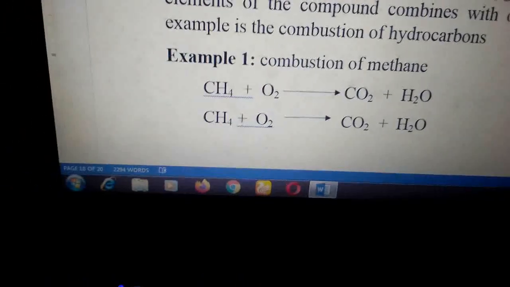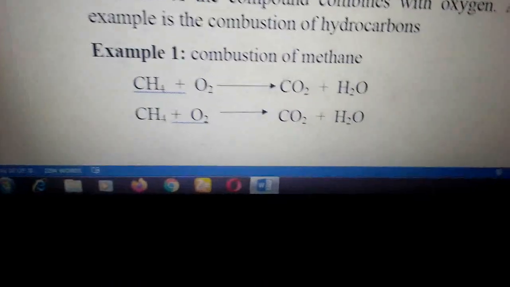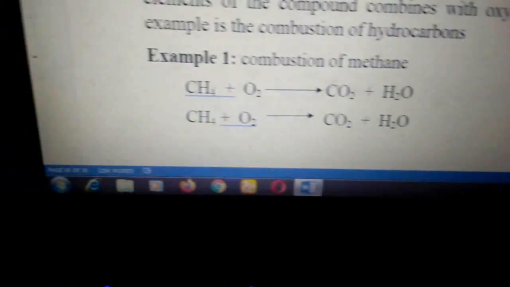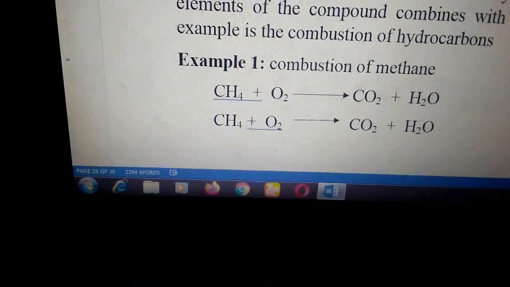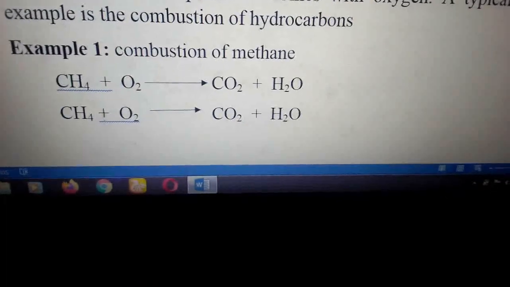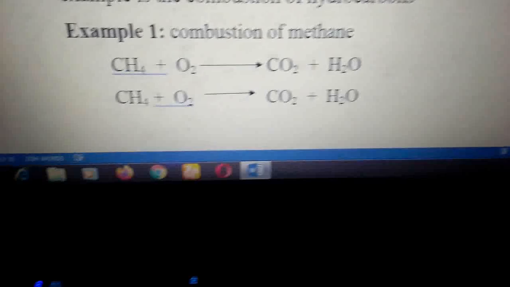We have 1 atom of carbon on the left hand side, 1 of carbon on the right hand side, 4 of hydrogen on the left hand side, but 2 of hydrogen on the right hand side, so it's not balanced. So how to balance it? We start with hydrogen.